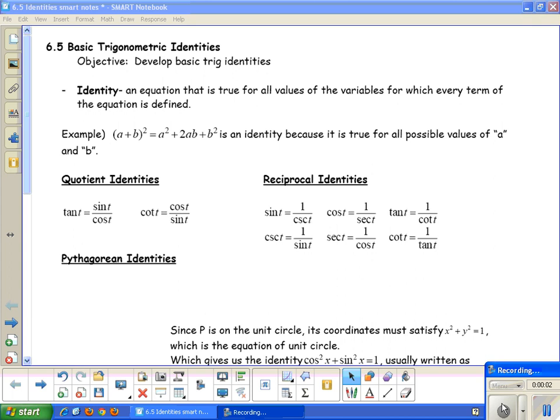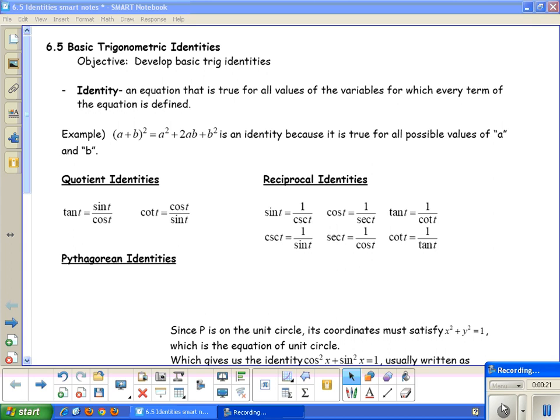Section 6.5, Basic Trig Identities. We're going to develop basic trig identities. An identity is an equation that is true for all values of the variables for which every term of the equation is defined. For example, (a + b) squared is equal to a squared plus 2ab plus b squared.